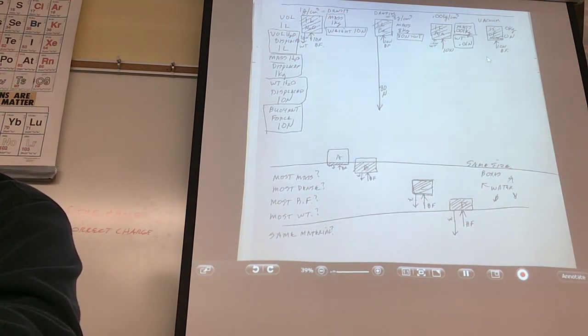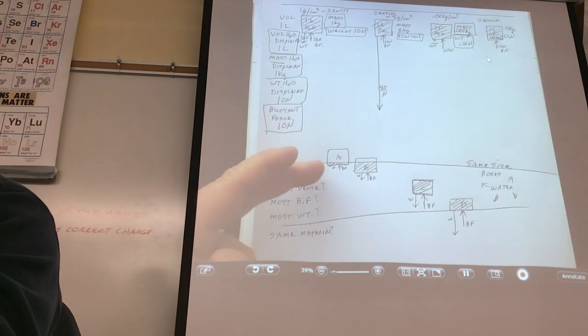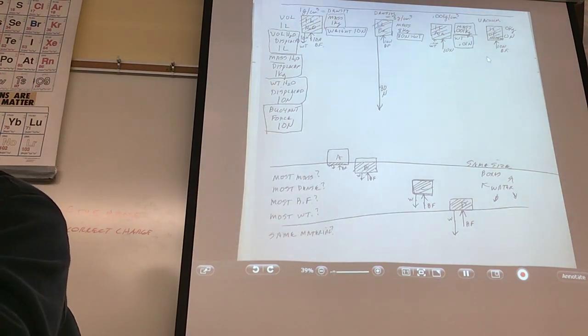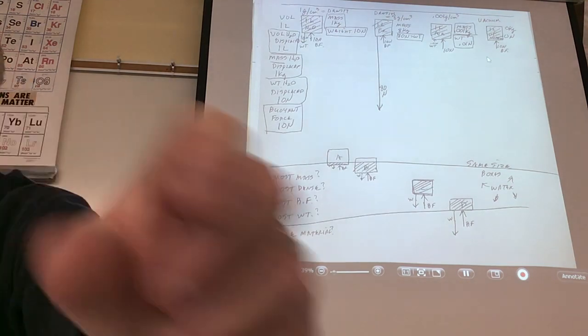What's the last question? Could these be made of the same material? No. You know why this object only displaced a little bit of water? It doesn't weigh very much. All right, excellent class. Excellent class. Thank you very much.